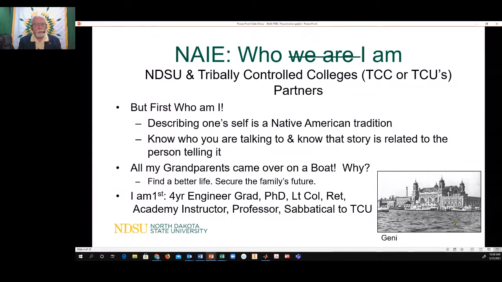My grandparents all came over on a boat. Why did they do that? Because they were trying to find a better life, and so forth and so on. I think I've done well by them. I'm the first four-year engineering graduate. I'm the first PhD. I'm the first retired lieutenant colonel in the family, first Air Force Academy instructor, first professor, and first to have a sabbatical to a tribal college.